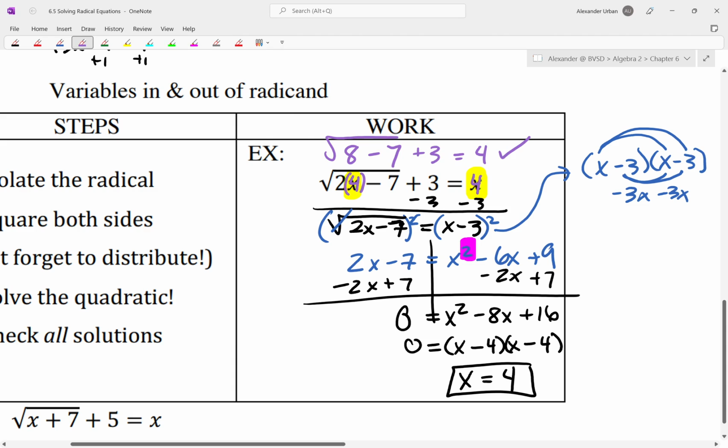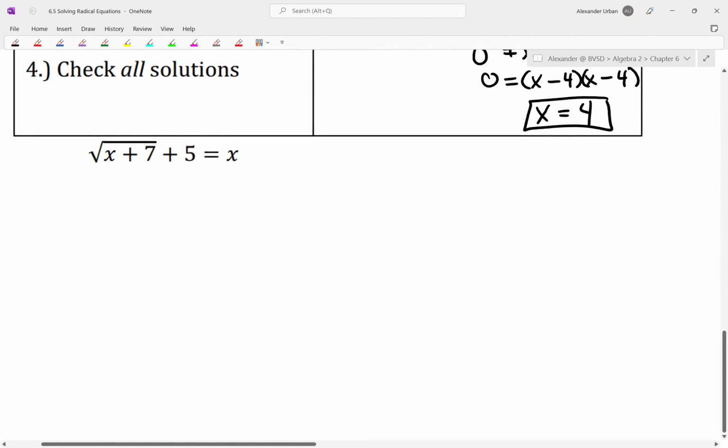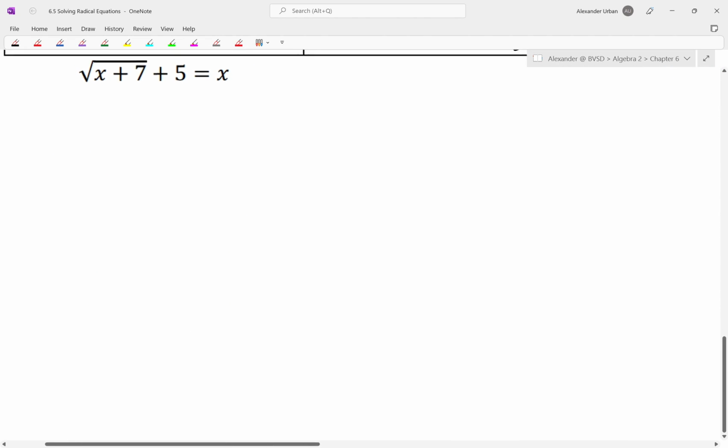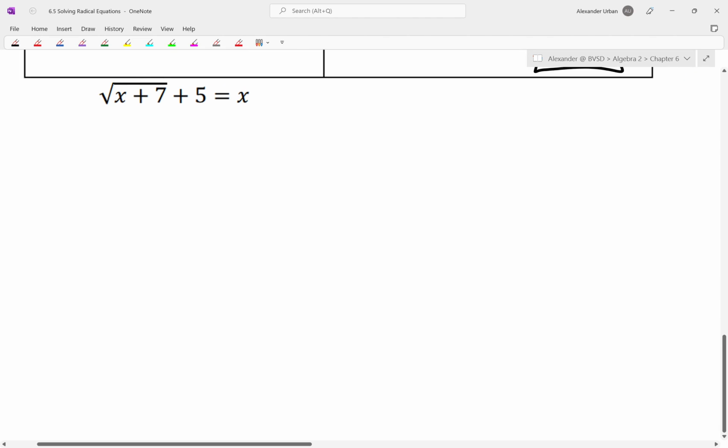All right. At any point in time, you can always stop, pause this, go back and rewatch it. But we're going to do the last example here. And our last example is the square root of x plus 7, plus 5 on the outside, is equal to x. So I'm going to start off by subtracting the 5, which gives us the square root of x plus 7 is equal to x minus 5.